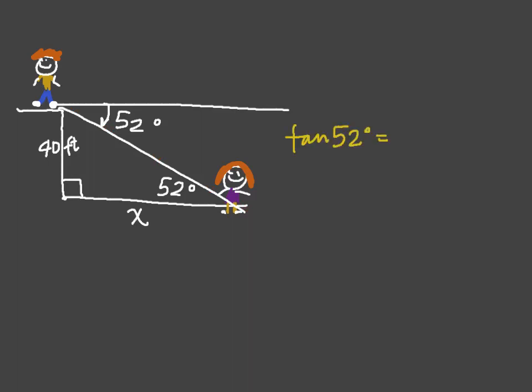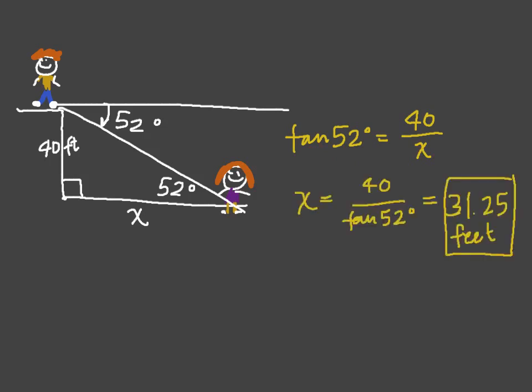So tangent of 52 degrees equals the opposite side, which is 40 feet, over the adjacent side, which is x. And we've solved something like this twice now, so we need to move this x out of the denominator, bring it over here, then divide by tangent of 52 degrees. So when you solve for x, you get x equals 40 over tangent of 52 degrees. So I got 31.25 feet. So that's how far the friend is from the base of the building. Okay, so let's try another one.